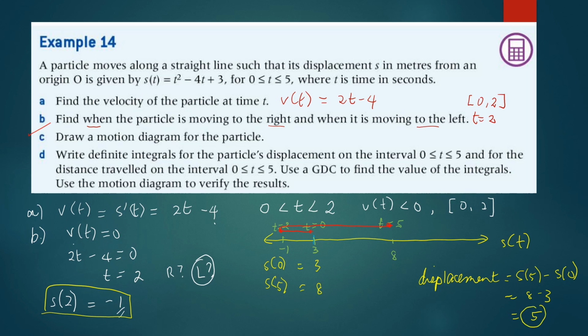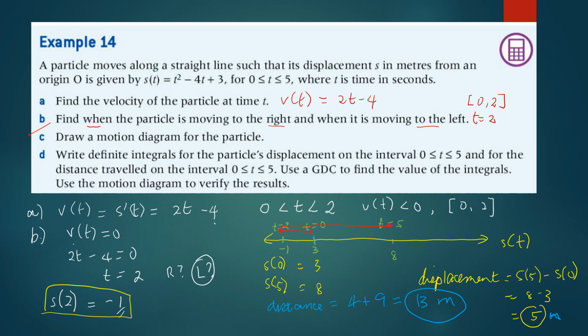If you would like to find the distance, we can write here, it's the total distance traveled. So from 3 to -1, that is 4. And then from -1 to 8, that's 9. So it's 13. That's the distance traveled, in meters.